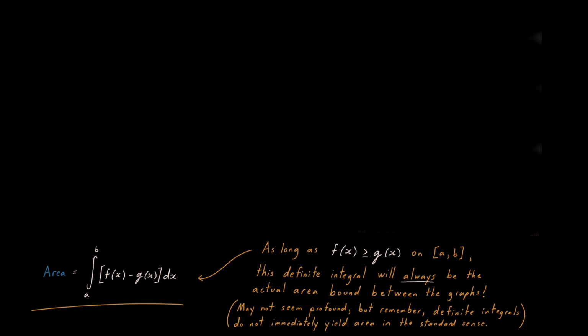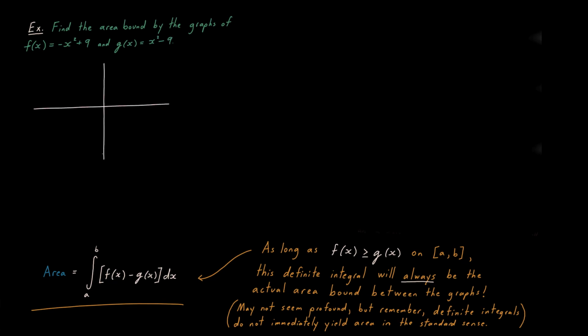Now then, let's see this in application, and I'll do it in maximum intuitive detail for you before doing some future problems in quicker fashion. Find the area bound by the graph of this parabola, f of x equals negative x squared plus 9, and let's say g is the flip of that, x squared minus 9. So negative x squared plus 9 is a downward facing parabola with a y-intercept at positive 9, and g is an upward facing parabola with a negative y-intercept.